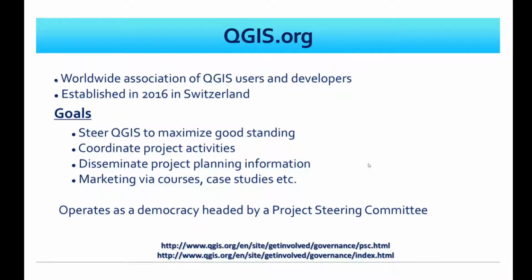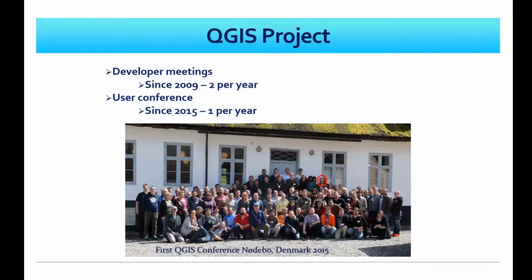So I think it's an important dynamic in open source software that there's no for-profit motive behind it. The project itself, to keep things organized, has regular meetings. With COVID-19, these have all been put on hold or have become virtual like everything else. But there are developer meetings, also called Hackfests, and there are 2 of those per year. And then there's also a user conference annually. This photo is from the first QGIS conference in Denmark in 2015.